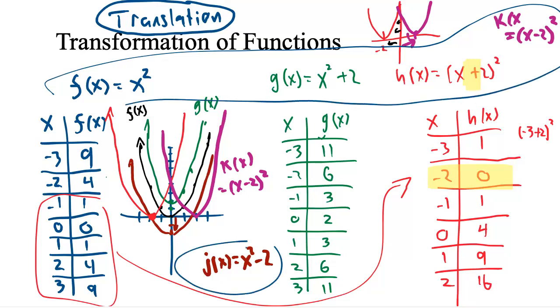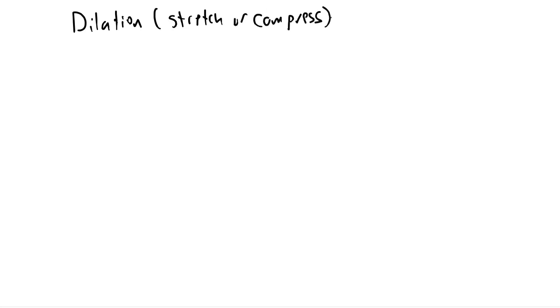So next, let's look into the other type of transformation, which is dilation. And so when I talk about dilation, there's a couple ways you could talk about it. You could talk about stretch or compress. And when I talk about dilation, I'm also going to talk about reflection. So reflection is like reflecting something over the axis, right? These are terms from geometry also.